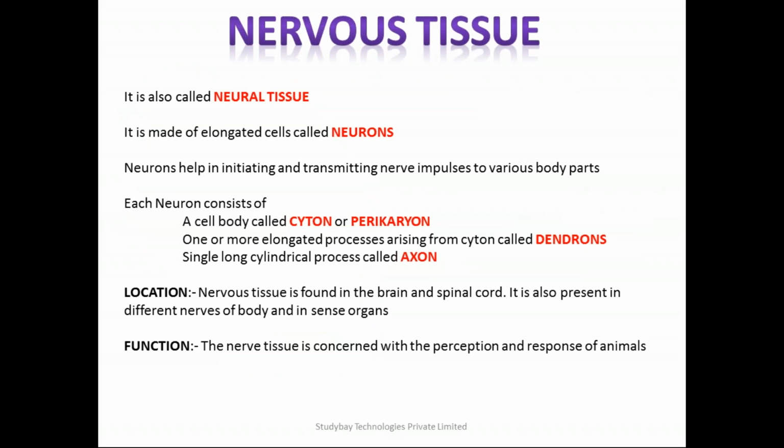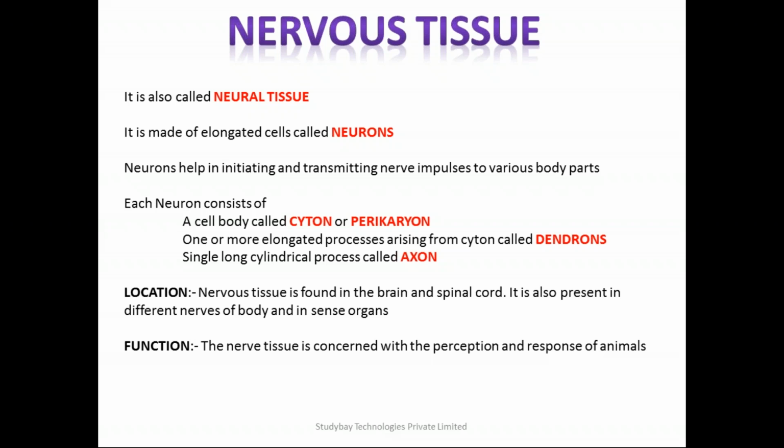Now the next point is nervous tissue. These are also called neural tissues, and they are made up of elongated cells called neurons. These neurons help our mind get signals from our sense organs. They respond to stimuli, and based on that we get to know what has happened in our body, and based on this our mind takes the required set of actions.